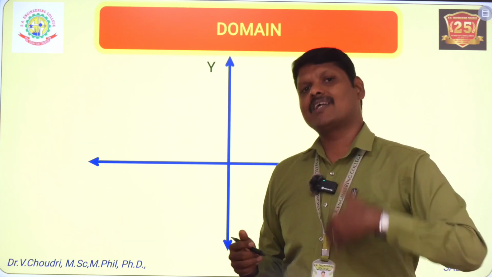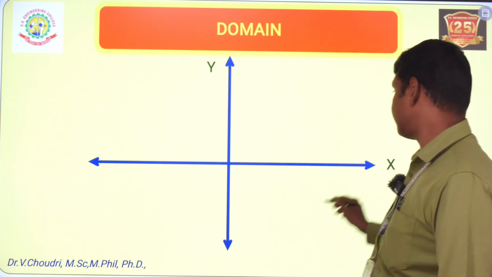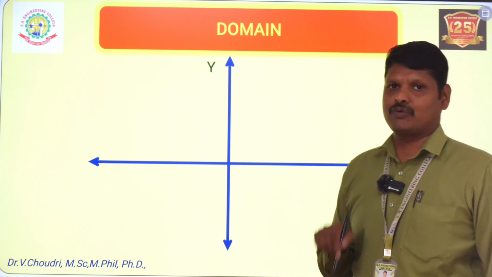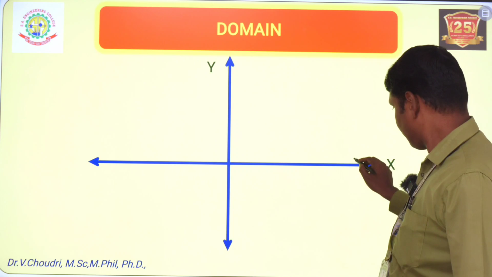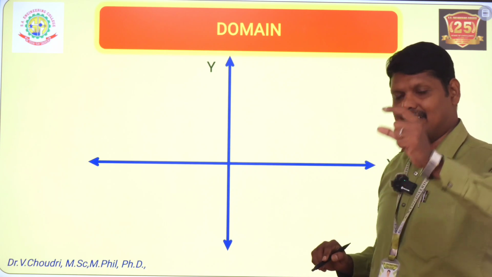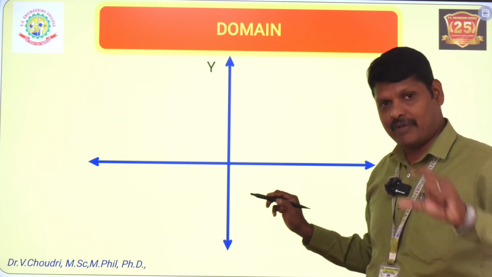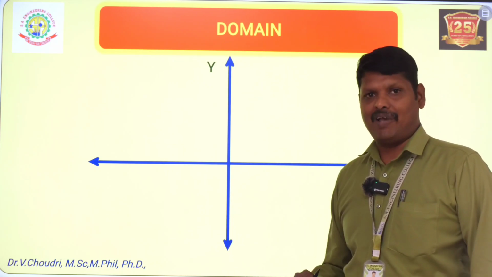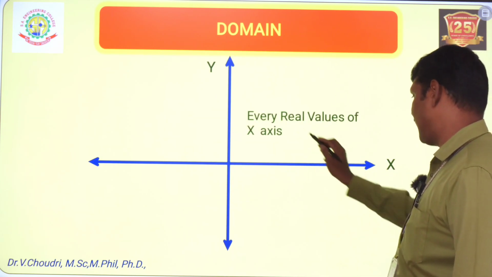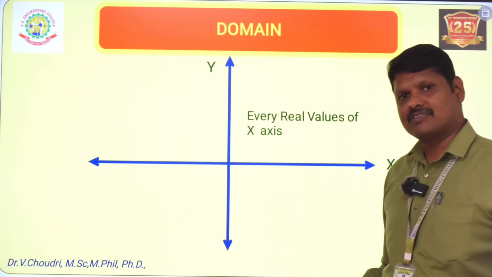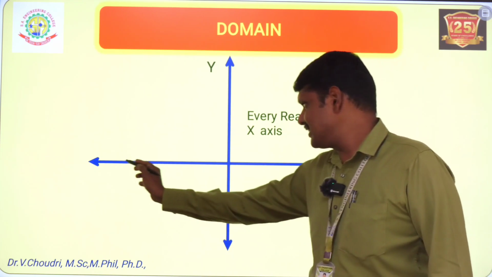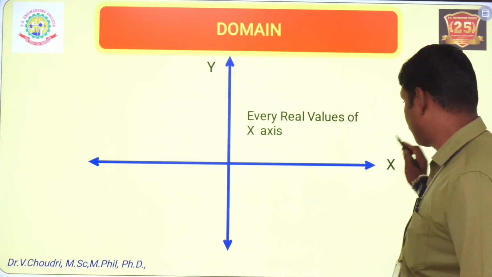Let us see what the possible cases for the domain are. See, the x-axis and the y-axis. Here the function is f of x only now. So x is the input values and y is the output values. The x values are domain values, and y values are codomain values. Suppose domain values are every value of the real axis. Every value of the real axis means left-hand side up to minus infinity, right-hand side up to plus infinity.